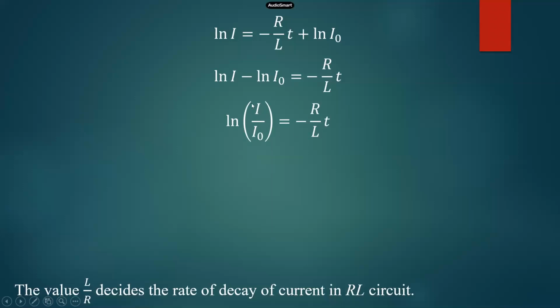So you need the expression for I. You convert this logarithmic equation into an exponential equation. You know that if ln of m is equal to x, it means that m will be equal to e to the power x. So therefore, this will give you I is equal to I naught into exponential to the power minus R by L into t. So this is how we convert the logarithmic equation into the exponential equation. This expression gives you the decay of current in a series RL circuit.